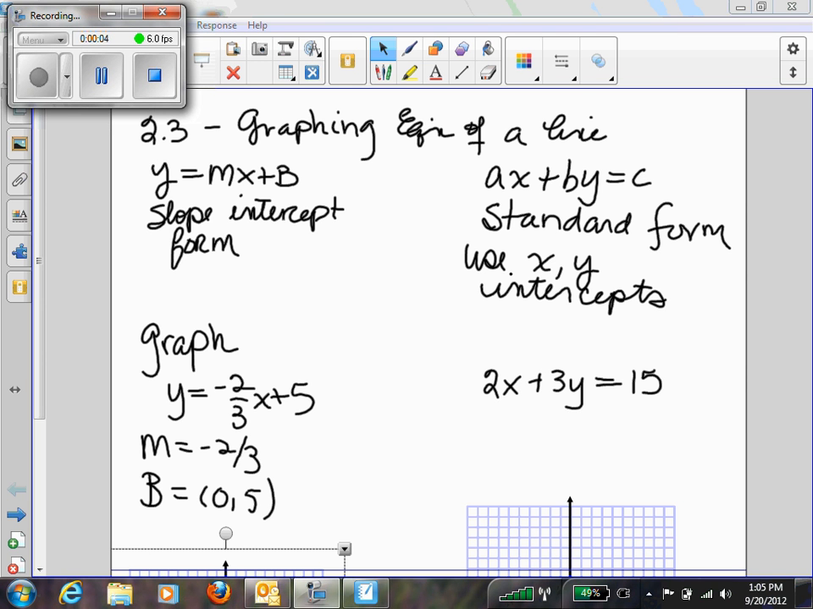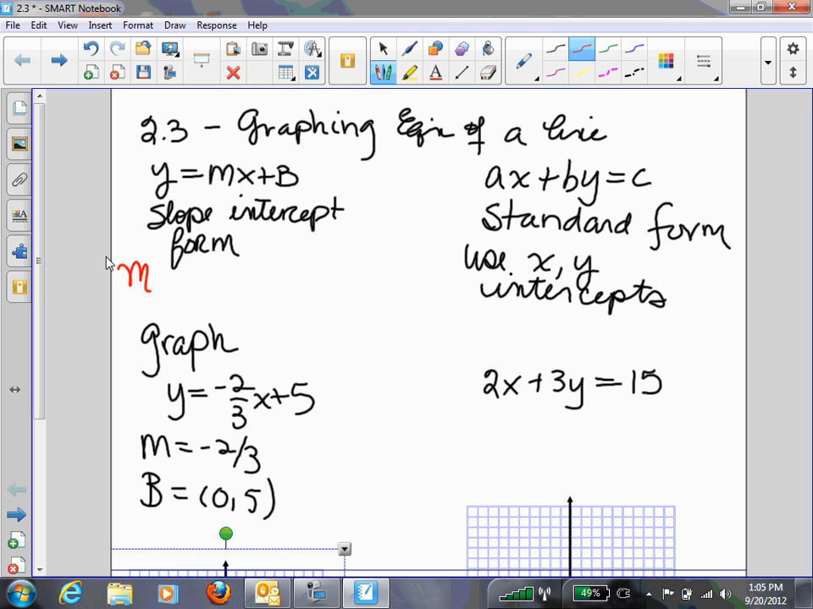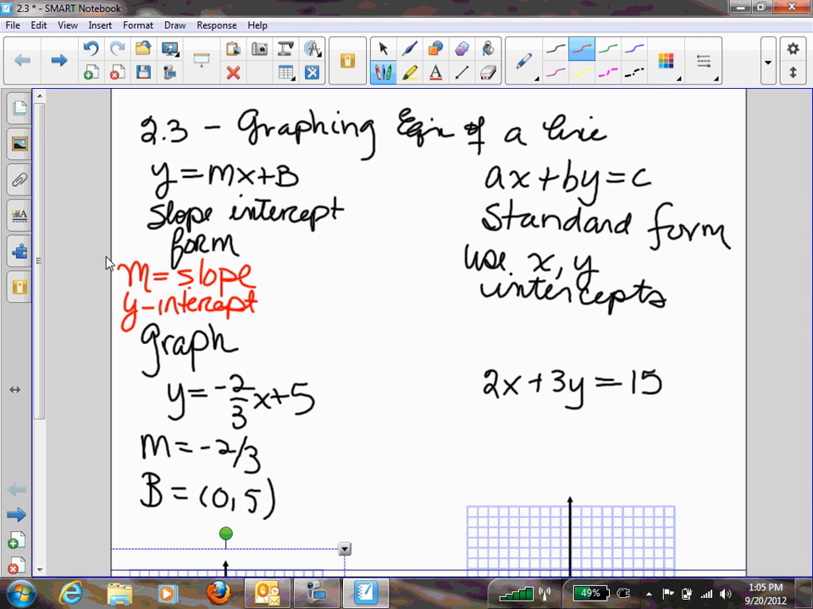So the equation can be given to you in a couple different forms for graphing purposes. Slope-intercept form, where you find the slope and you find an intercept. Which intercept are we finding? The y-intercept. And so we can graph the line knowing that. This form is called standard form.